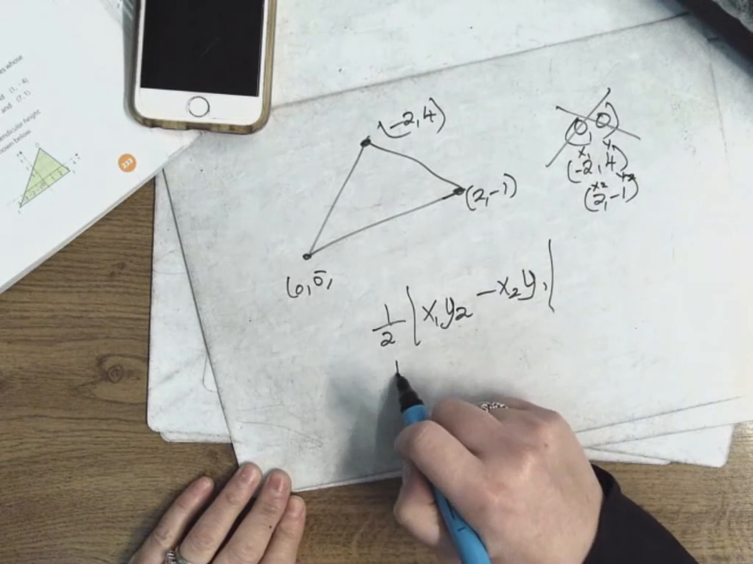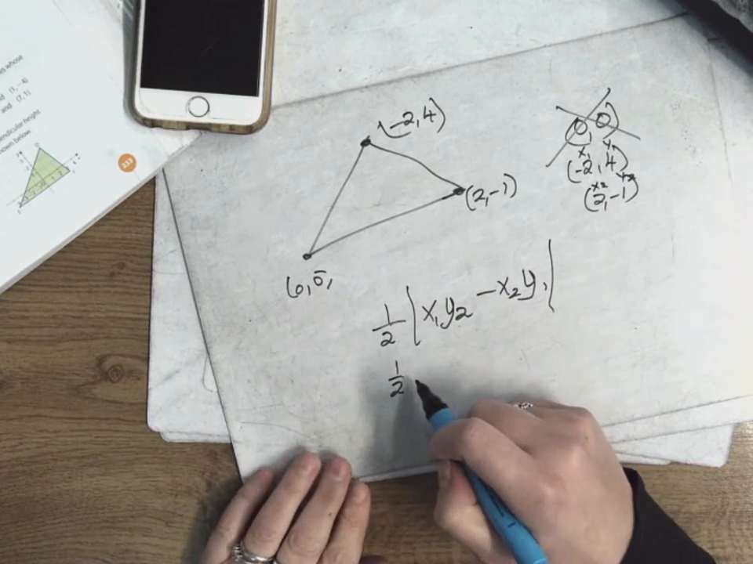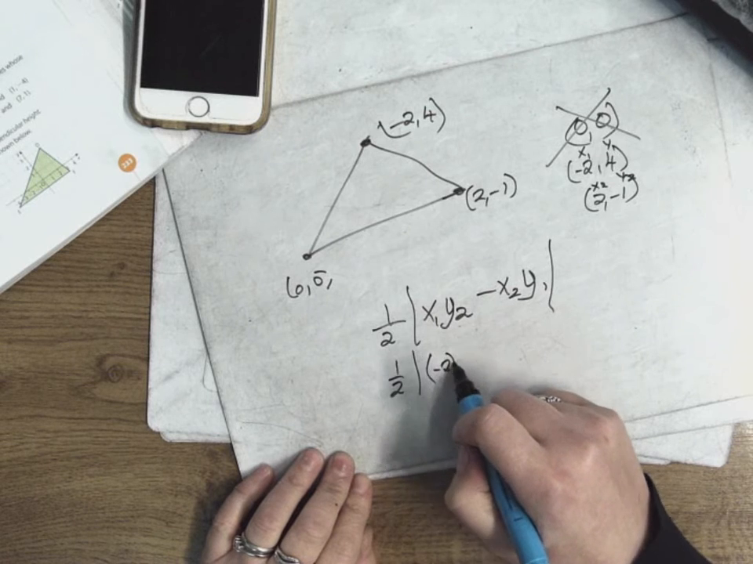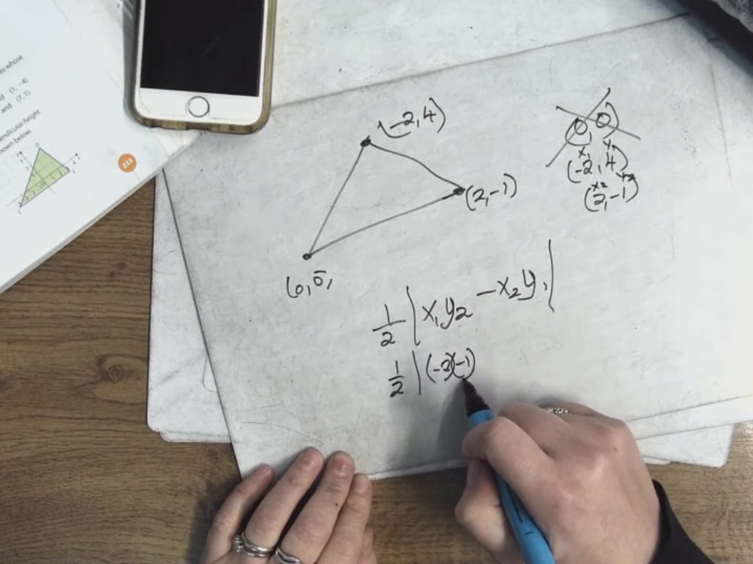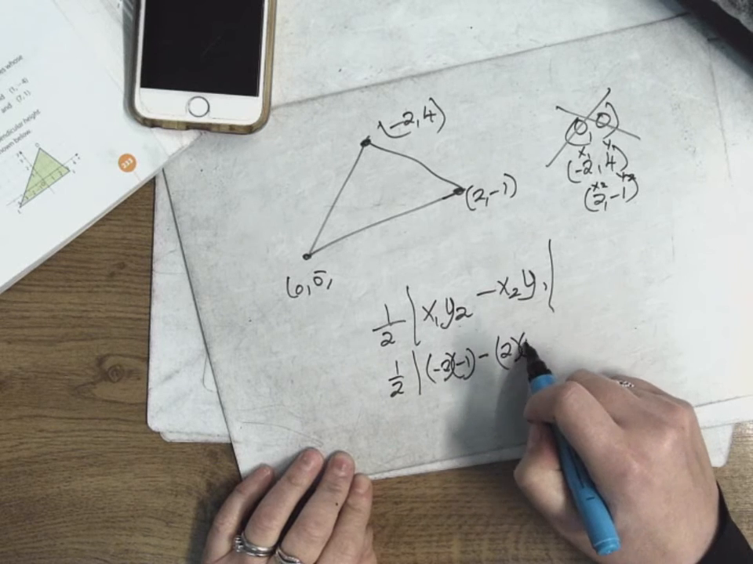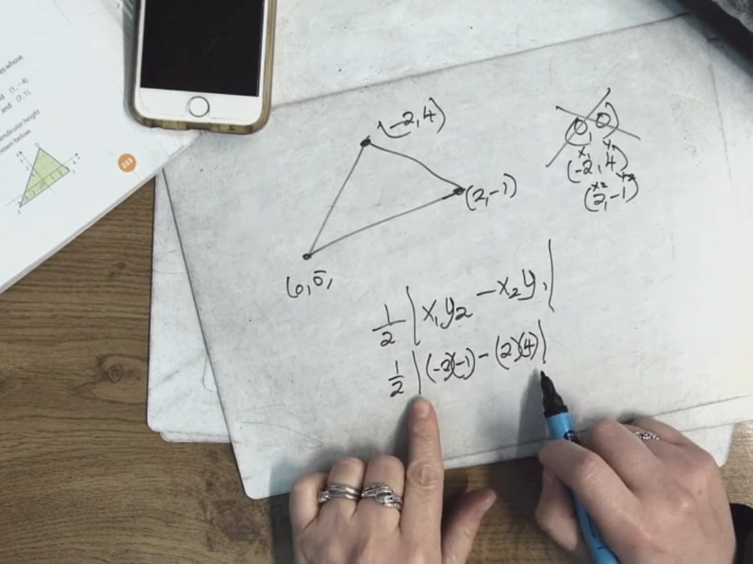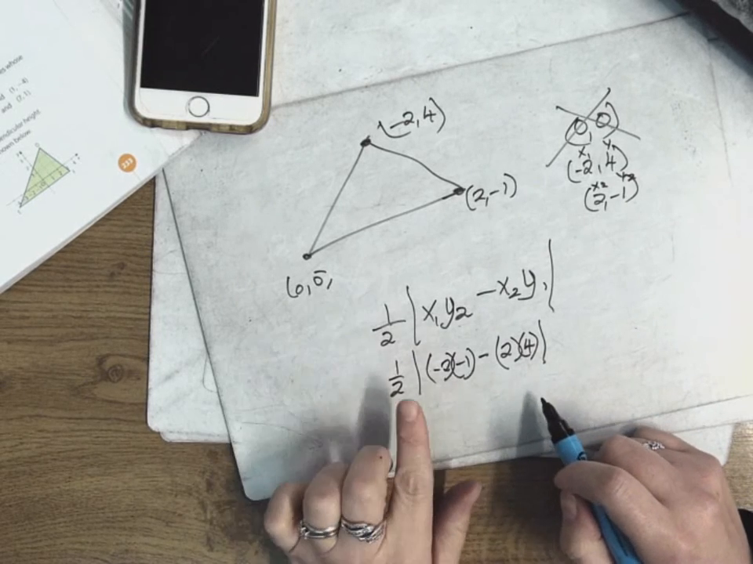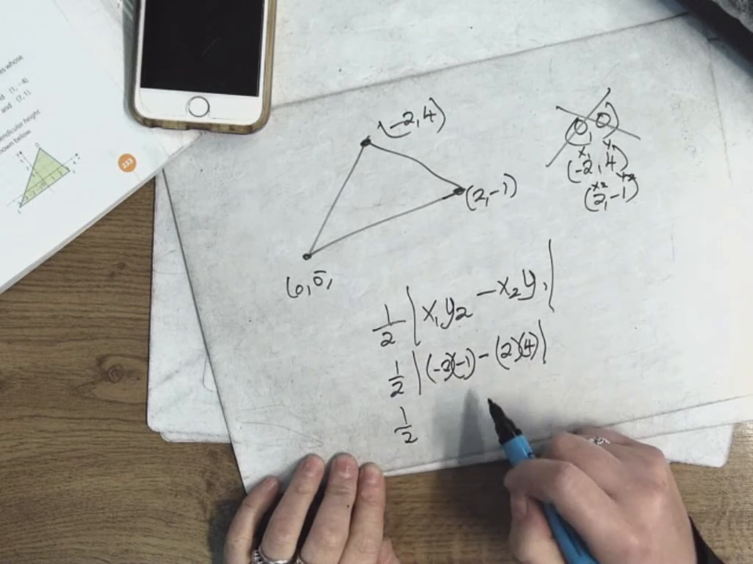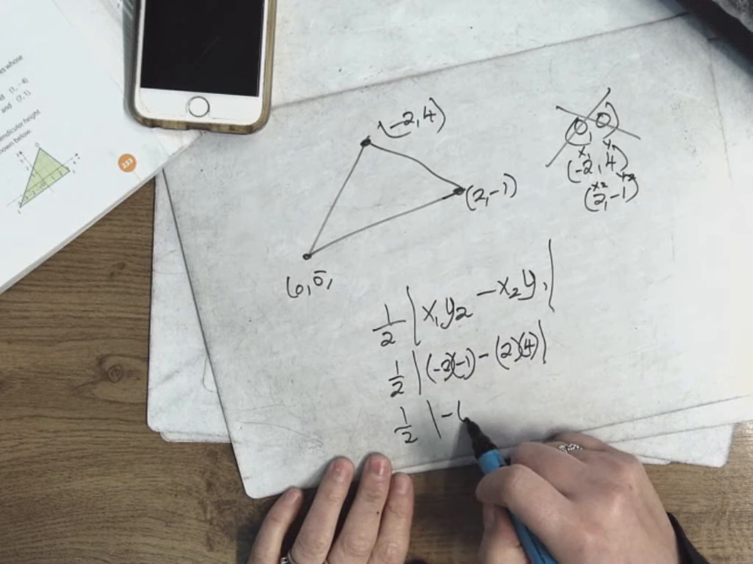Okay? So then it's a half. Now, the straight lines mean take the positive value, so don't worry about it for the minute. Just put in x1 is minus 2, multiplied by y2 is minus 1. Then you have a minus, then x2 is 2 and y1 is 4. So into your calculator, put what's inside the straight lines. Leave the half out for a minute. So when you put that into your calculator, you'll get 2 minus 6. You'll get minus 6.